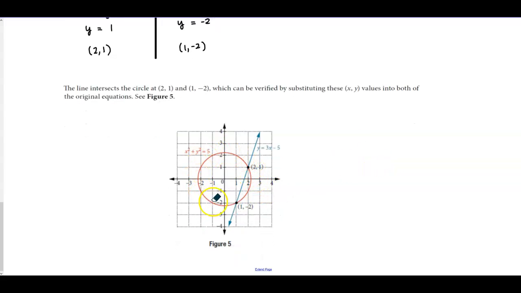So here's our circle in red, which is x squared plus y squared equals 5. And when we draw that line, we can see that it intersects at those 2 points that we just solved for: (2, 1) and (1, negative 2).